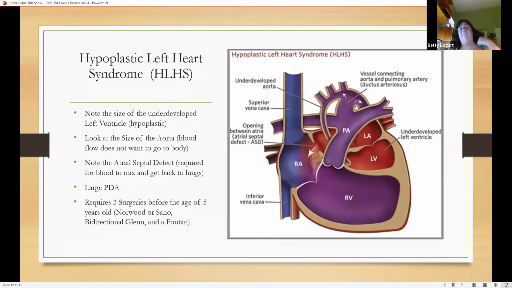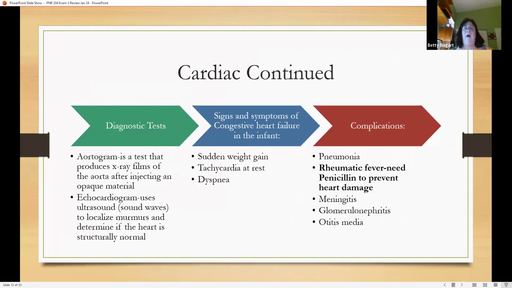Hypoplastic left heart, left ventricle doesn't work. So, this is the most serious of all surgeries. How do we diagnose cardiac problems? Well, I've already told you about the aortogram. Echocardiogram is just like what we do when we have a baby. And that echocardiogram will look at the blood flow and find what's going on.